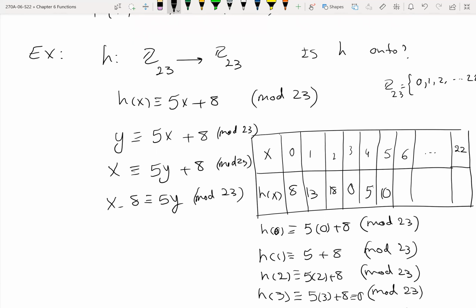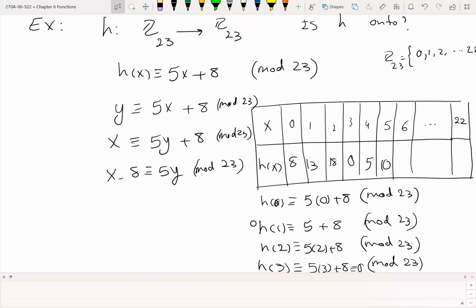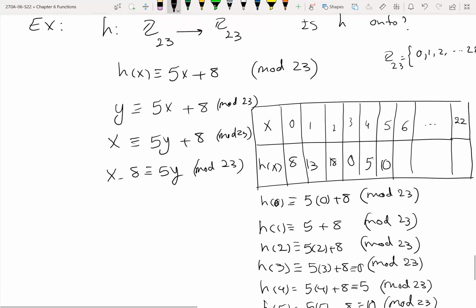Then division doesn't make sense in Z. Division does not make sense in the Z. Right, Z does not include 1/5. Z sub 23 also does not include 1/5. So what is the inverse of 5 in mod 23, right? So you have to find whether there exists any number that, if you multiply by 5, gives you 1 in mod 23.